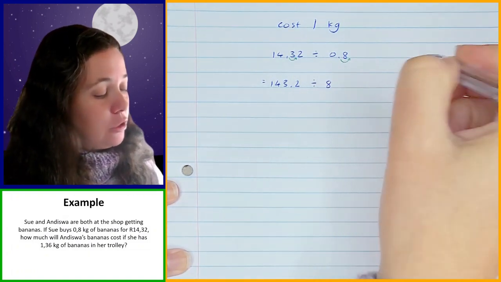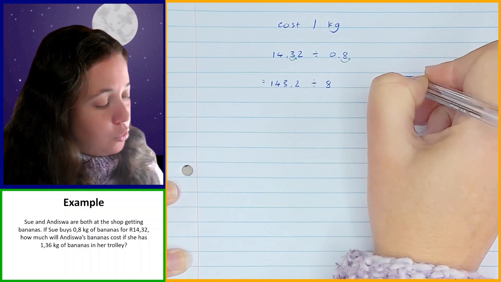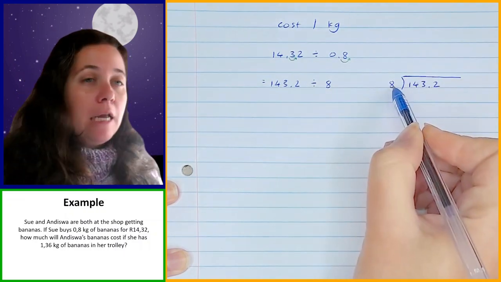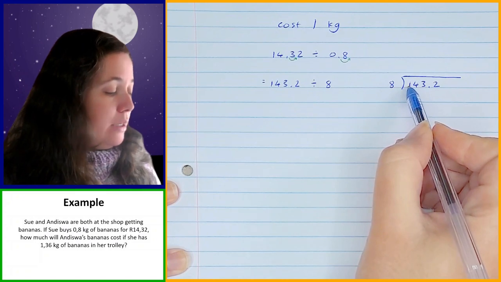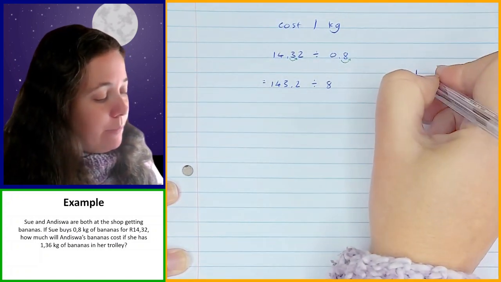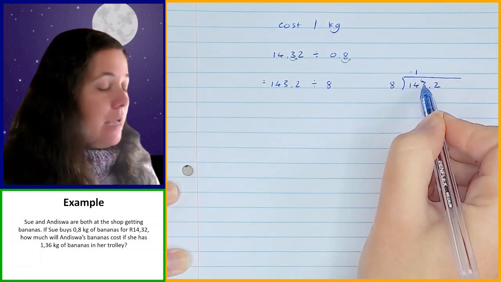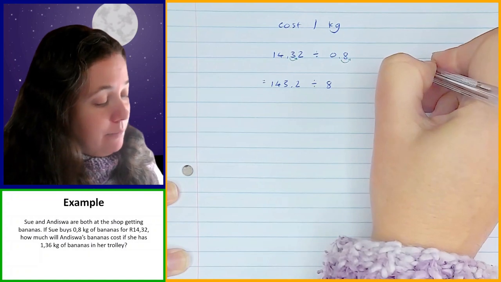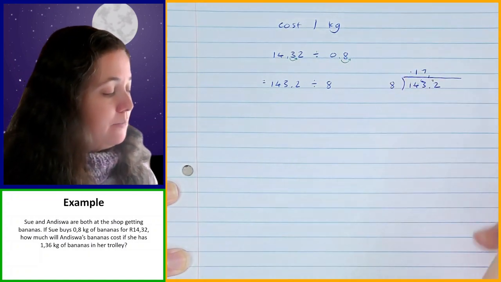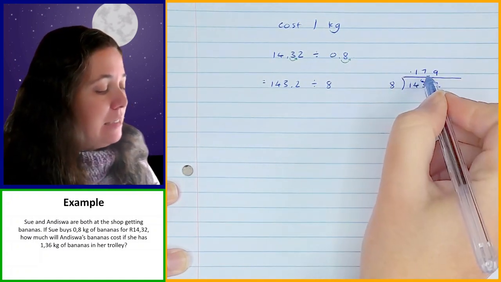So what I'm going to do now is go and divide and work that out. Okay, so 143.2 divided by 8. Now 8 doesn't go into 1. It does go into 14. It goes into 14 once with a remainder of 6. 8 goes into 63. It actually goes into 56 7 times, and then I get a remainder of 7. Here's my decimal point over there, and then 8 goes into 72 9 times. So that gives me 17.9.